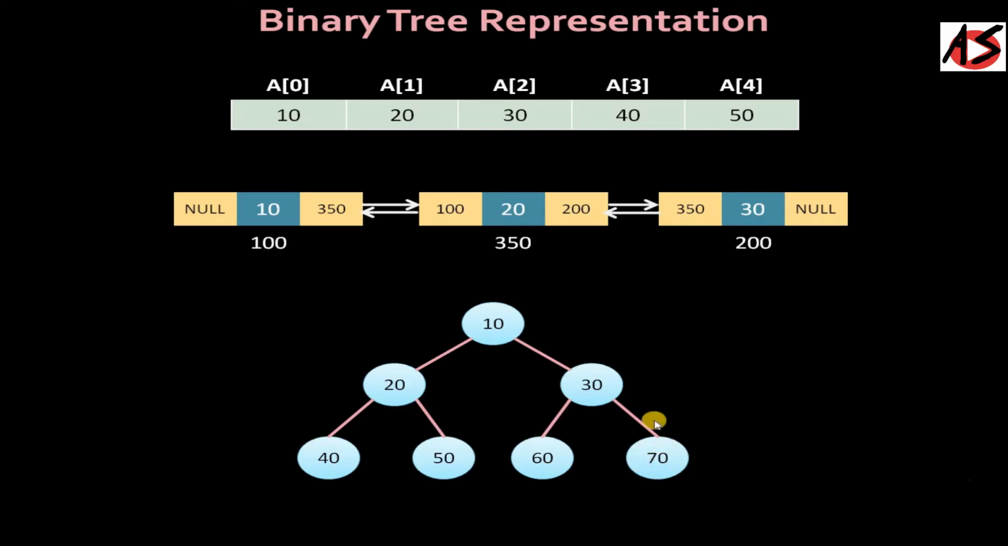So how can you represent this binary tree in an array or linked list? That is known as the binary tree representation. So let's see it one by one.